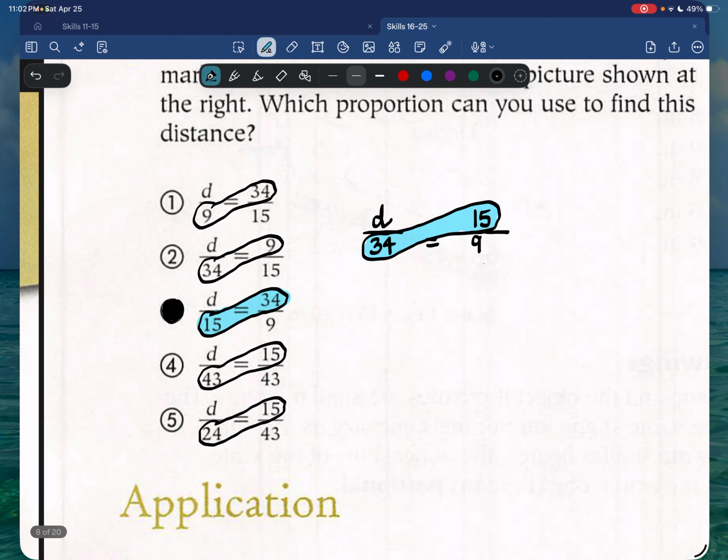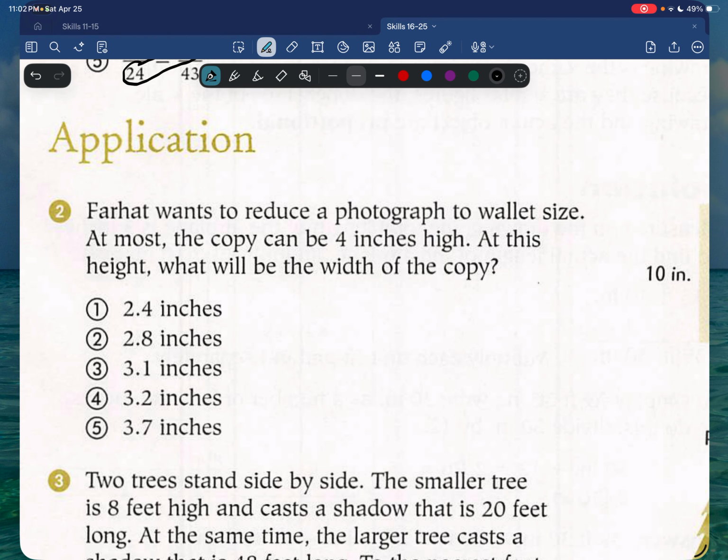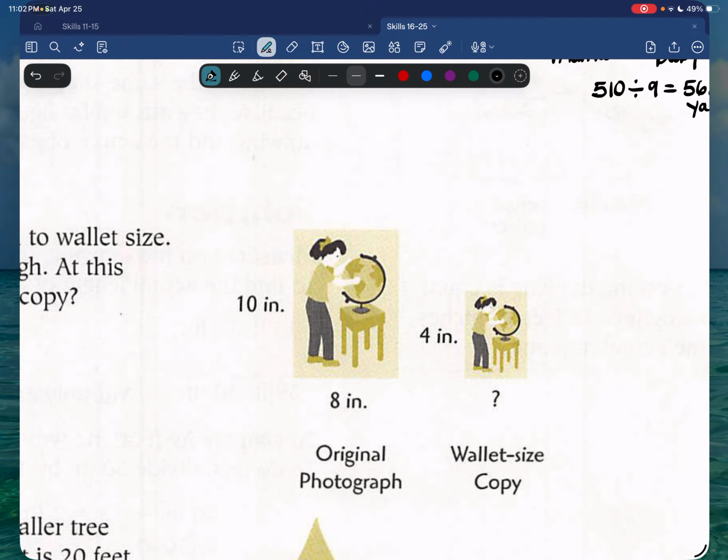Okay, let's look at an application. Farhat wants to reduce a photograph to wallet size. At most, the copy can be 4 inches high. At this height, what will the width of the copy be? And so let's look over here at these 2 photos. And I already see it. Here's the mama. And here's the baby.